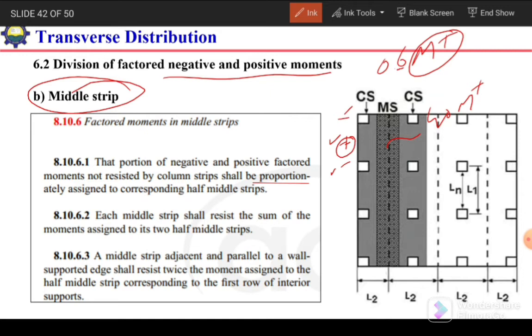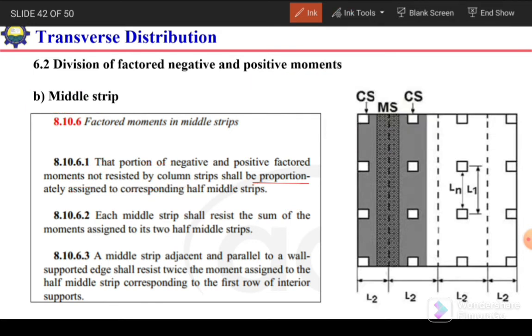So the portion of negative and positive factored moment resisted by the column strip, the moment not resisted by the column strip, shall be proportionately assigned to the corresponding half middle strip. Here it is a very important thing to note: this word proportionately, assigned to the corresponding half middle strip.